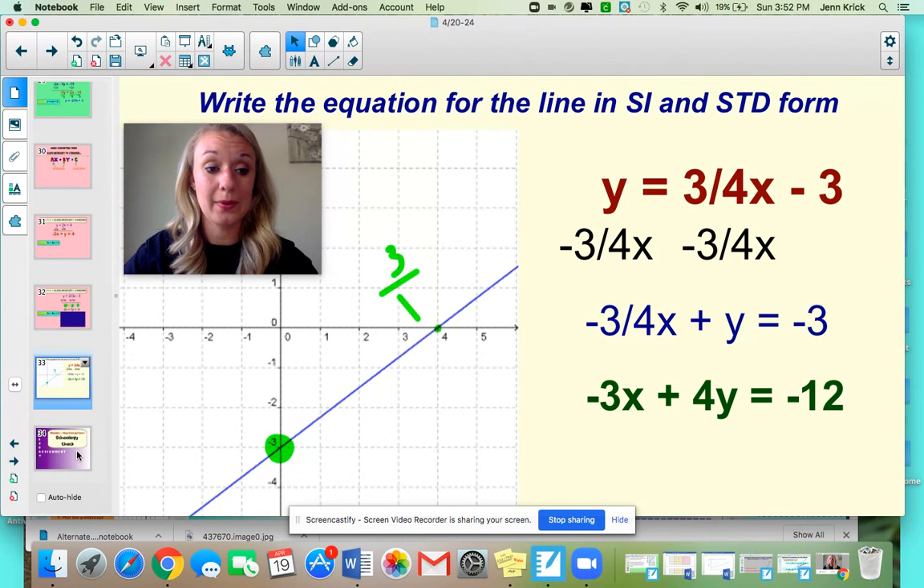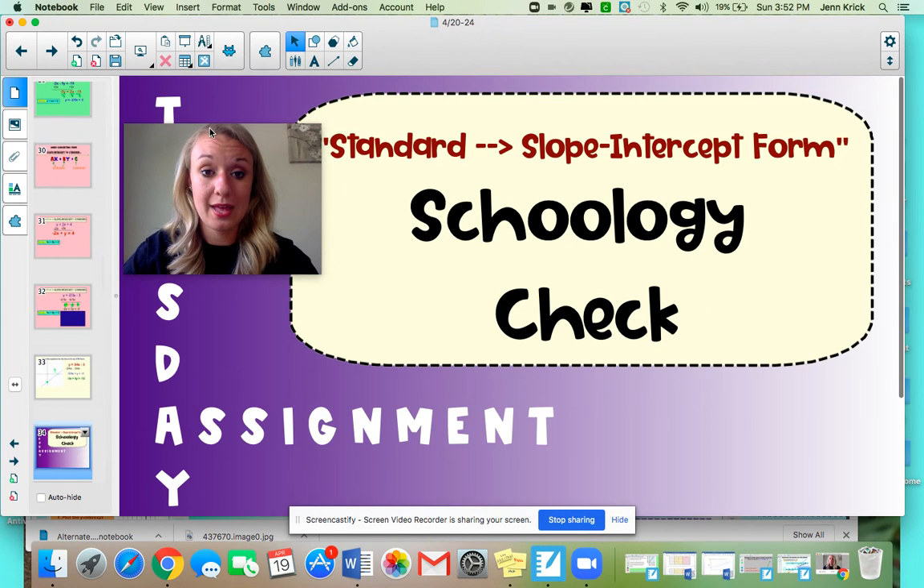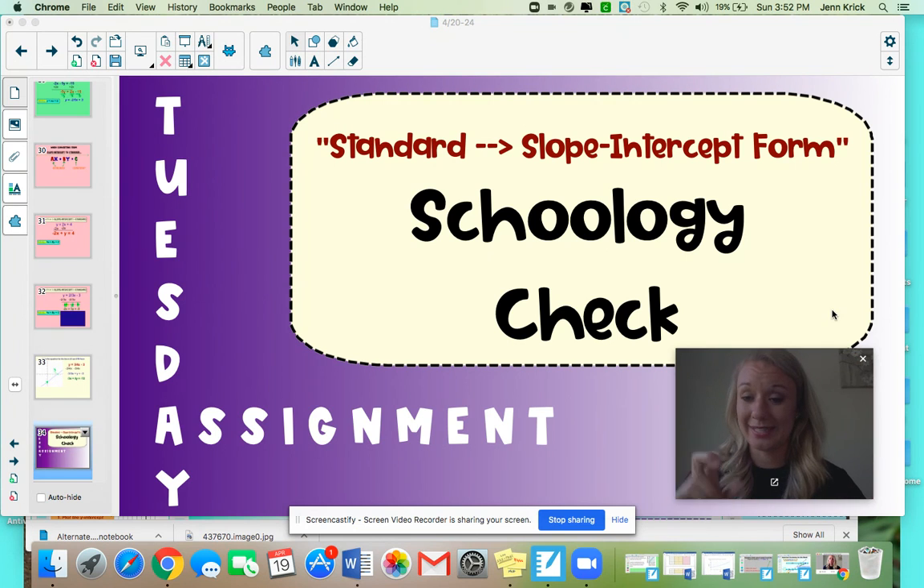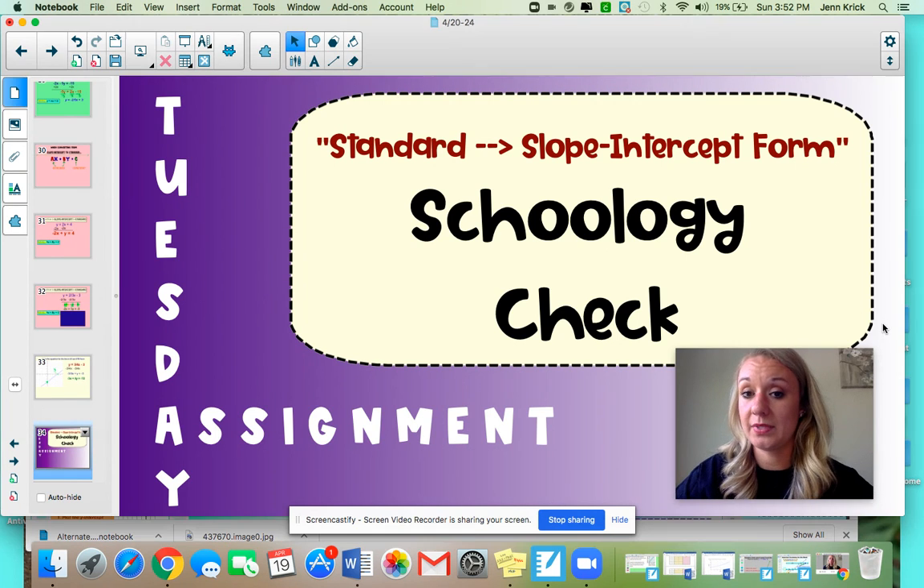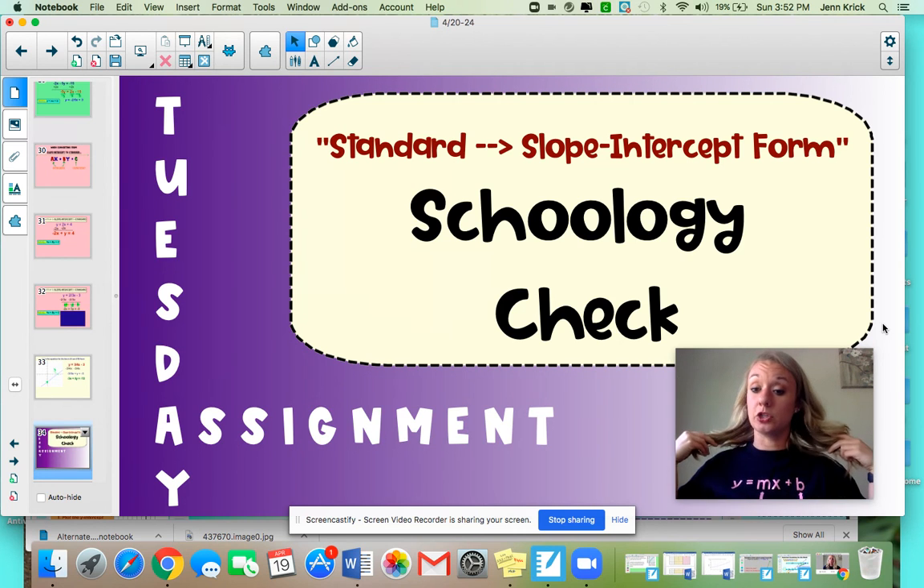So your assignment for today is a Schoology check. It looks like a little assessment on Schoology. It's just an assignment from standard to slope-intercept form. Make sure that you take it 2 times for your higher score.